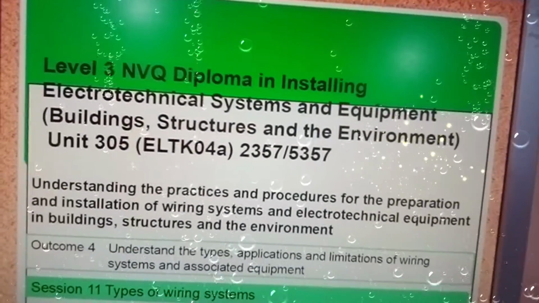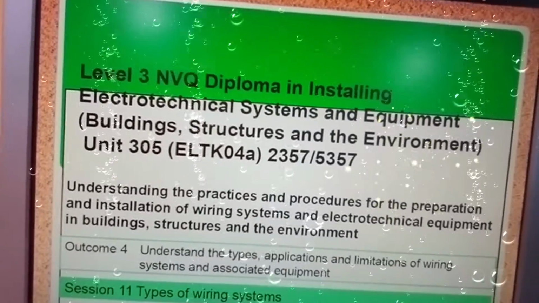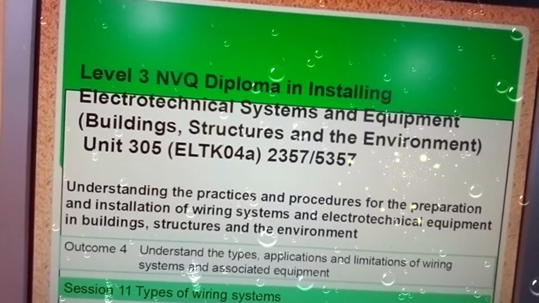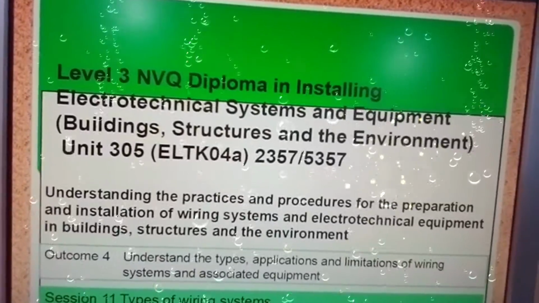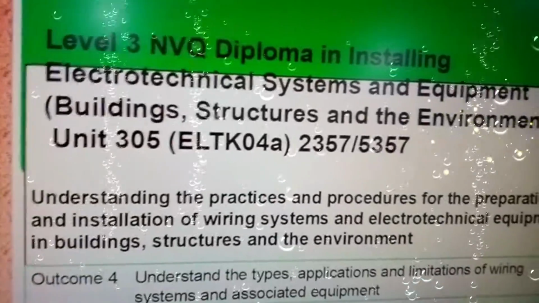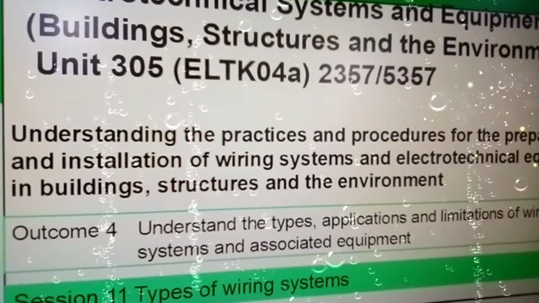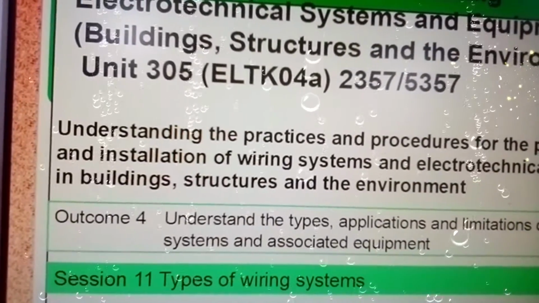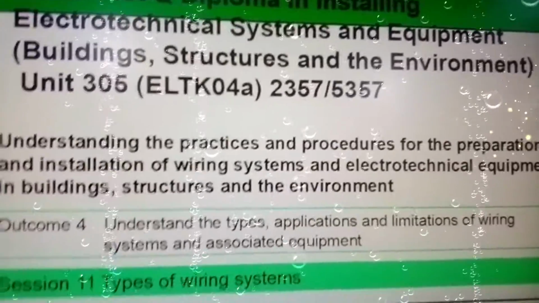What I want to do is continue with level 3. And this is session 11, types of wiring systems. Now again, we're still dealing with unit 3 or 5. Let's just make sure that we can pick this up. Level 3, session 11, types of wiring systems.